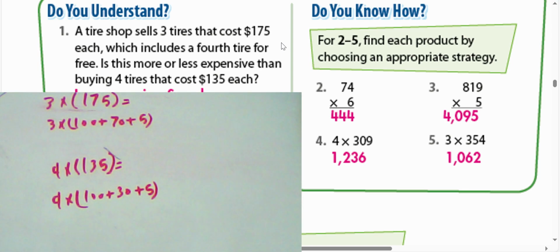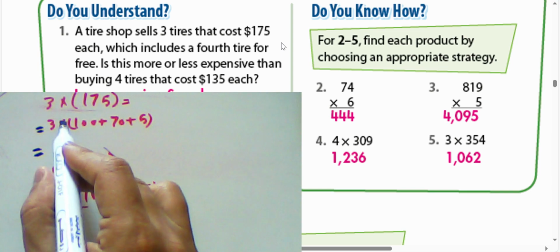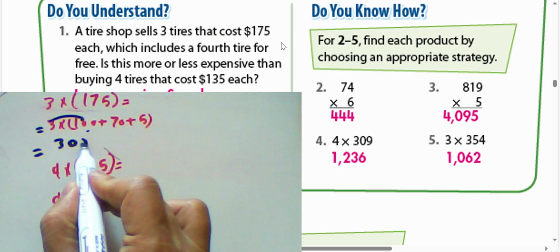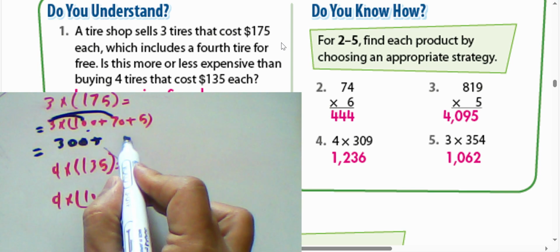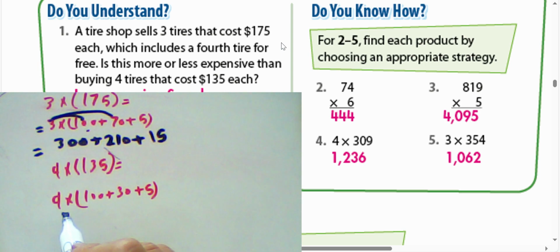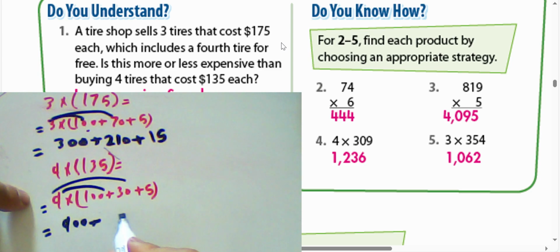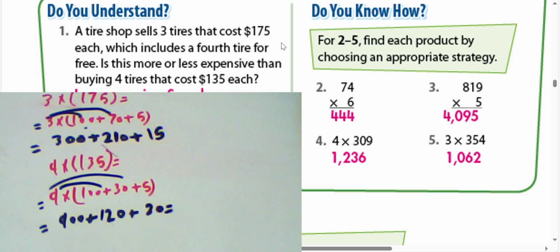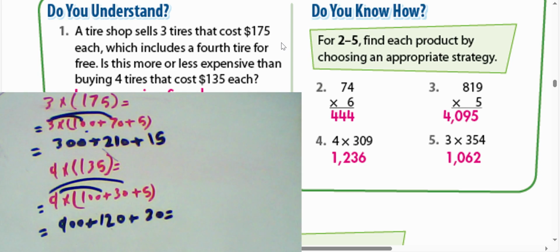Using distributive properties, 3 times 100 is 300. 3 times 70 is 210, and 3 times 5 is 15. Next question, using distributive properties, 4 times 100 is 400. 4 times 30 is 120, and 4 times 5 equals 20. And then you can add together to find the result.